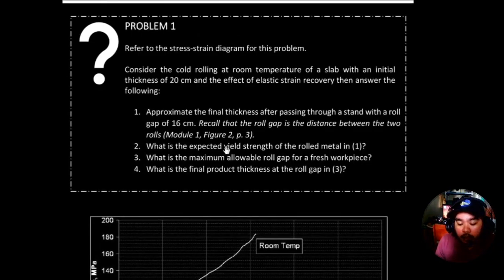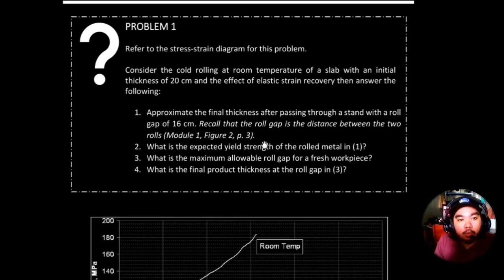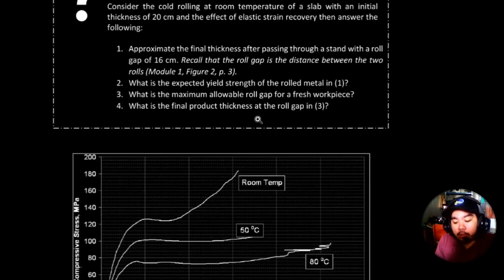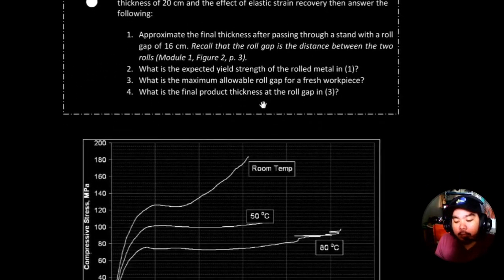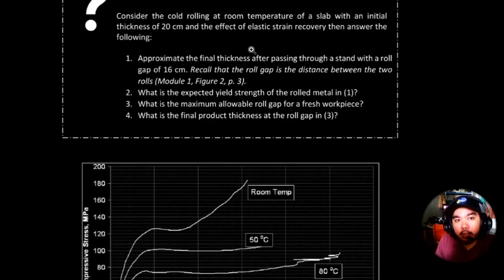So let's consider the cold rolling at room temperature of a slab with an initial thickness of 20 centimeters. And let's also take into account the effect of elastic strain recovery when we are answering these 4 questions. So the first question is, did you read module number 1? Right? You're familiar with the cold rolling?